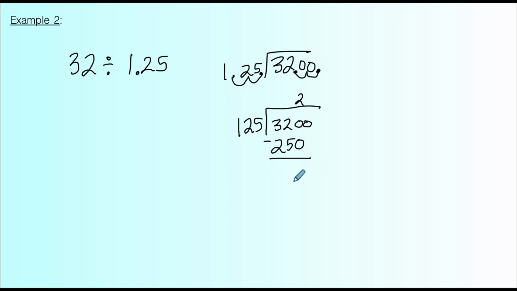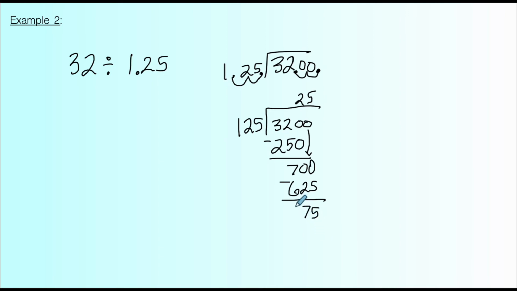Subtract, and you get 70. We're going to bring down this extra 0. How many times can 125 go into 700? It can go in 5 times. 125 times 5 is 625. Subtract, and you get 75.